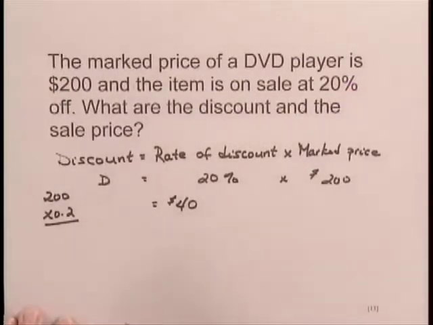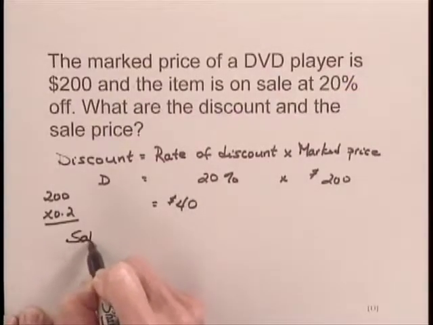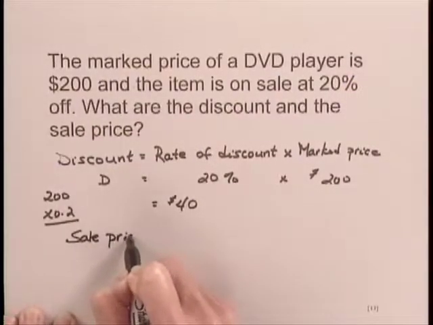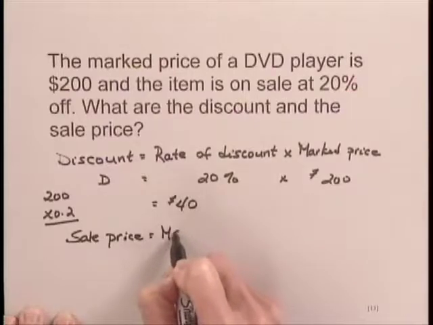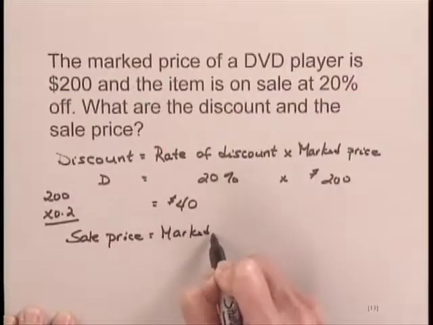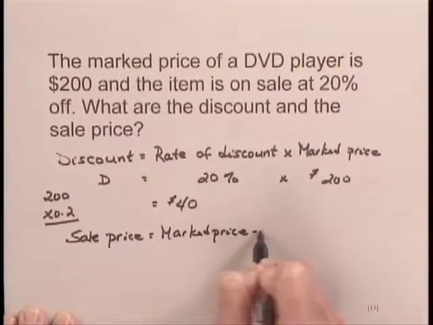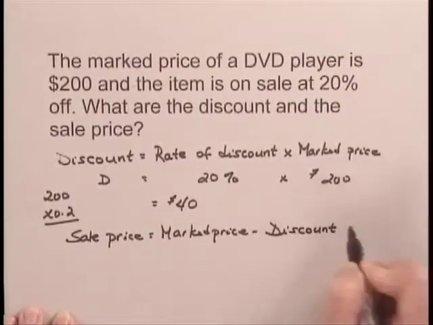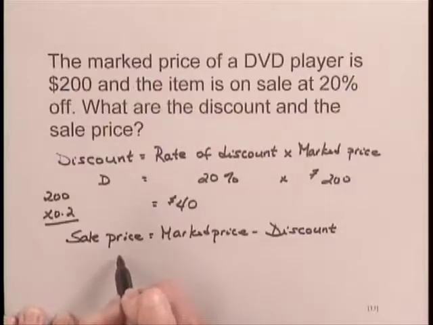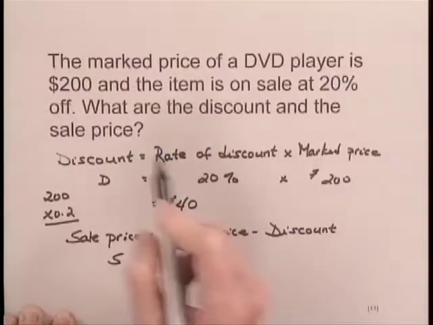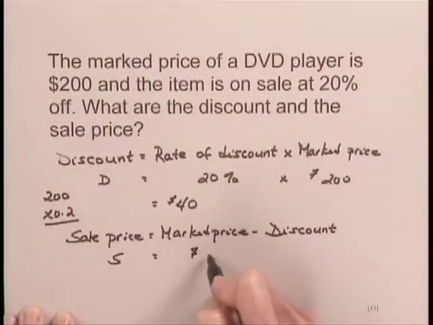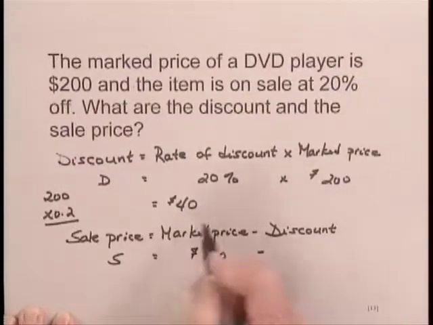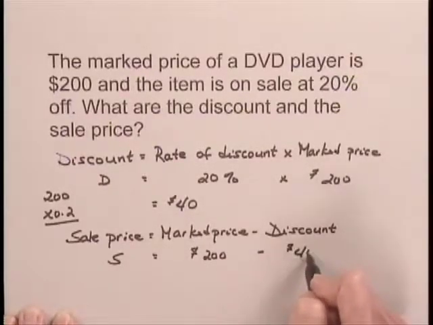Now we're also asked to find the sale price. And the sale price is equal to the marked price minus the discount. And we'll call the sale price S. The marked price, we're told, is $200. And we just found that the discount is $40.